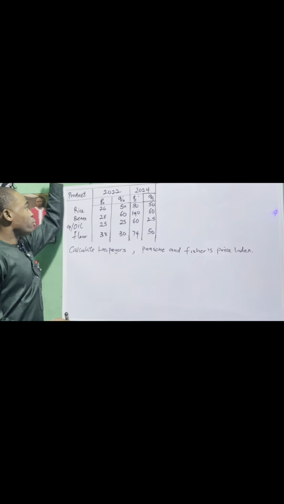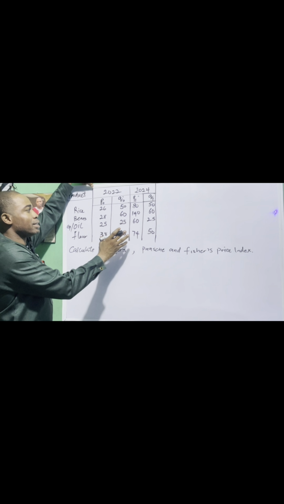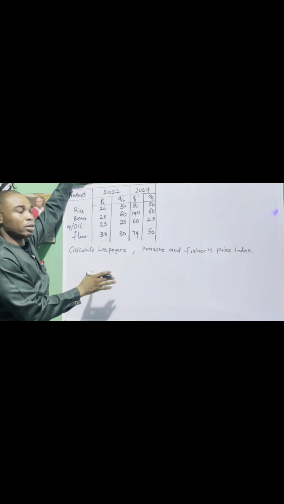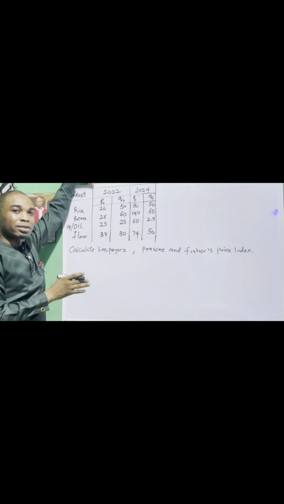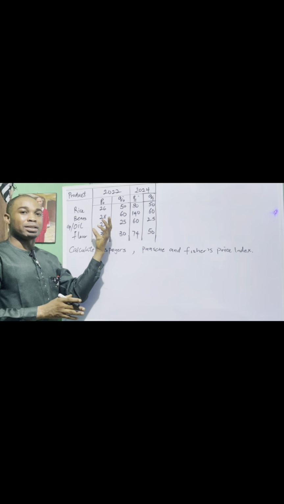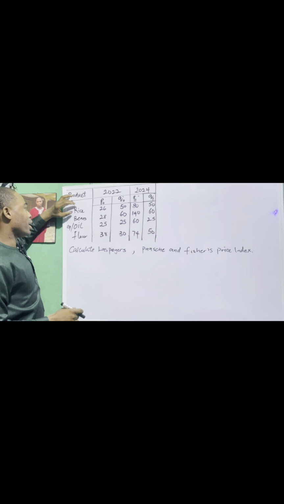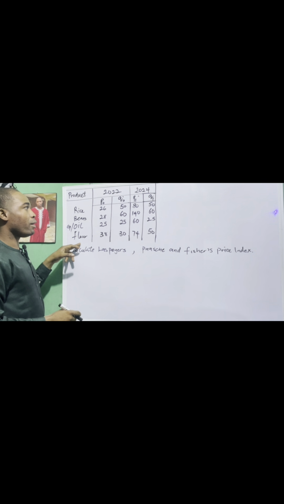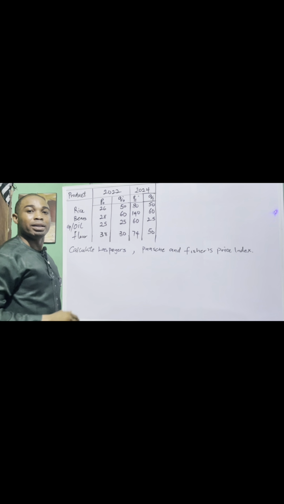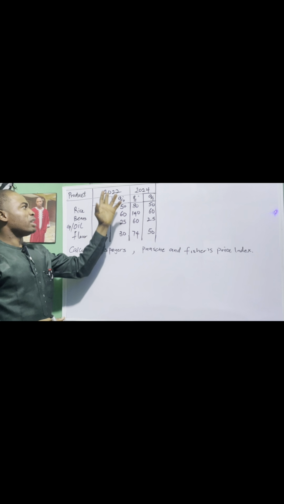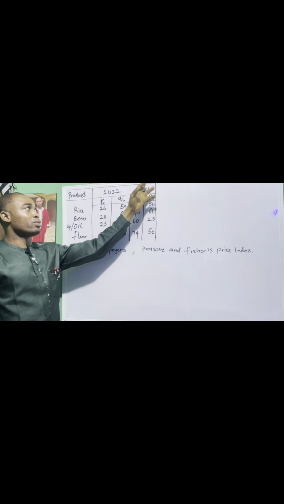Now, the first thing is, let's look at the table. This table is a typical example of solving this question, whether you're using it for your exam, test, or assignment. The question is going to come in this form, where the first column is going to be the product column for rice, beans, groundnut, oil, and flour. The numbers you're looking at in the table start from the base year, and this one stands for the current year.